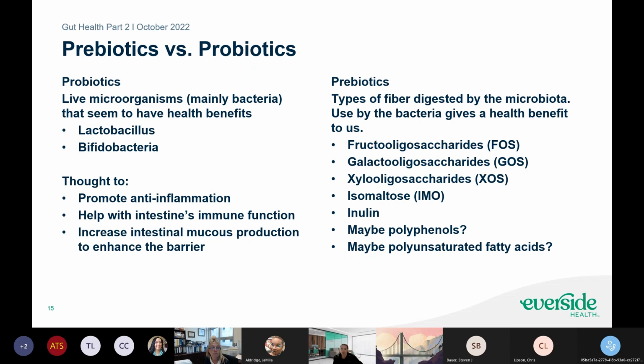But fructooligosaccharides, galactooligosaccharides, xylooligosaccharides, isomaltase, maltose, inulin. Those are all the fibers, and then maybe some polyphenols, which are chemicals in plants. Maybe some polyunsaturated fatty acids get consumed by these bacteria. So the thing with that, though, is whenever you have bacteria consuming things, there's fermentation. So we're going to keep that in mind. Kind of like when you ferment beer, there is gas produced.